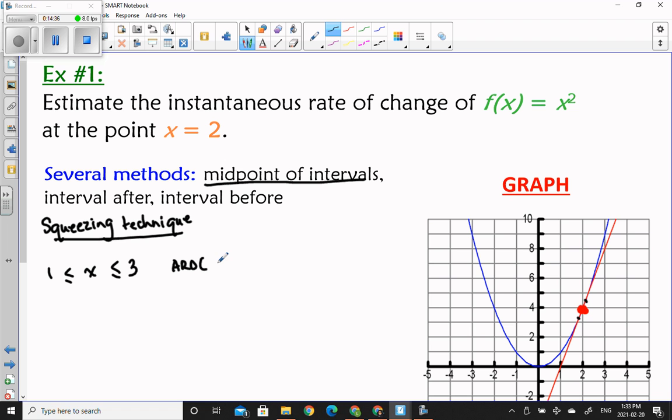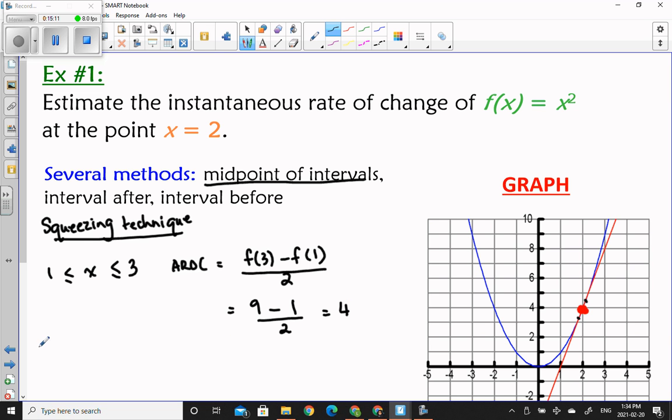The IROC at that interval is change in y over change in x. So it is f of 3 minus f of 1 divided by 3 minus 1, which is 2. The function is f of x equals x squared, so f of 3 would be 3 squared, which is 9, minus f of 1, which would be 1 squared, which is 1, divided by 2. That is 8 divided by 2, which is 4.